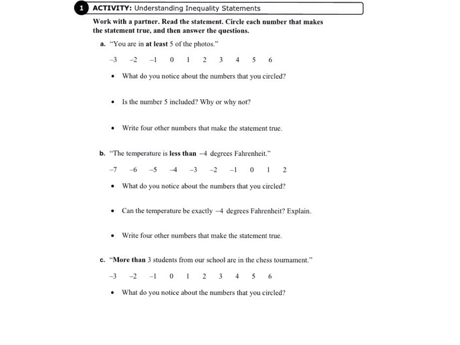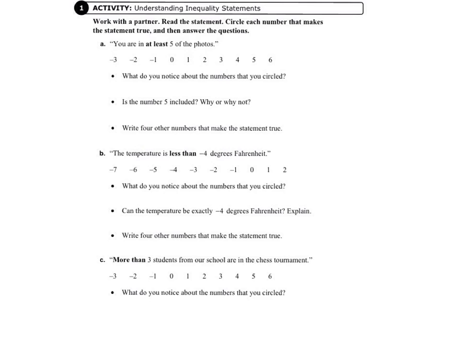We're going to start today's activity on page 67 in your record and practice journal. Our directions are to read the statement and circle each number that makes the statement true, and then answer the questions. So we have to read really carefully. This is where those close reading skills come into play.